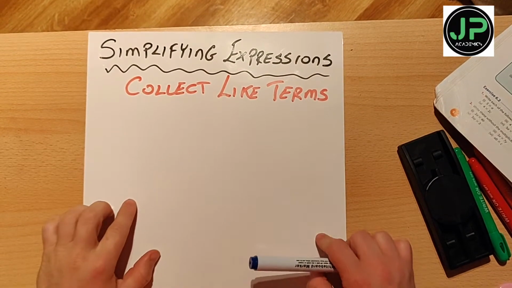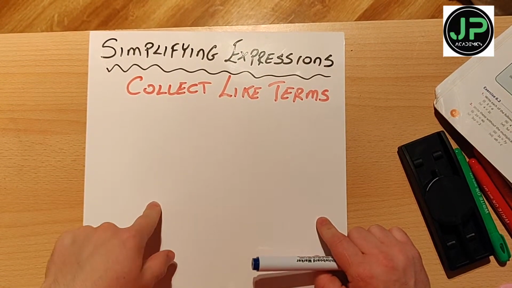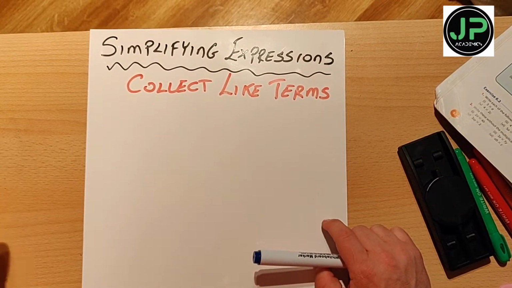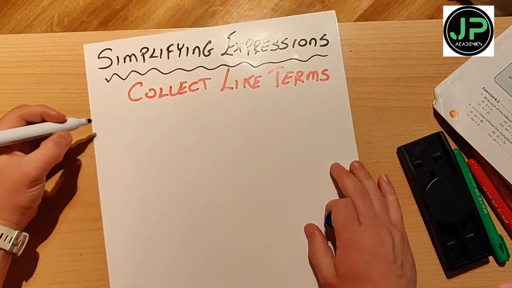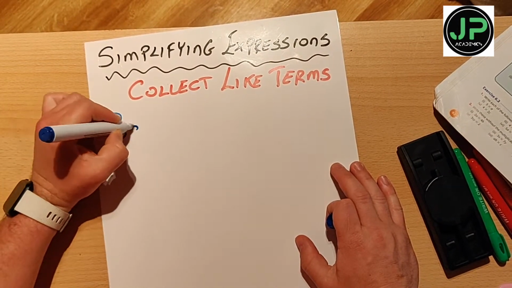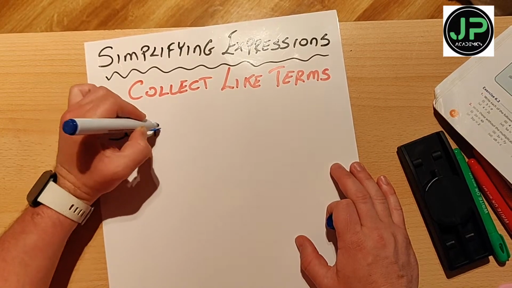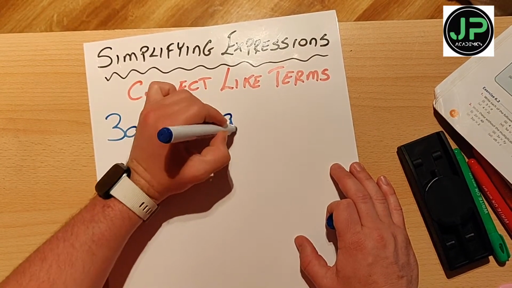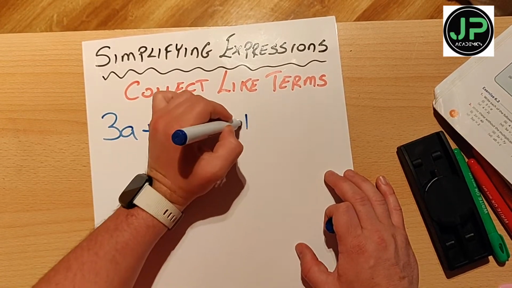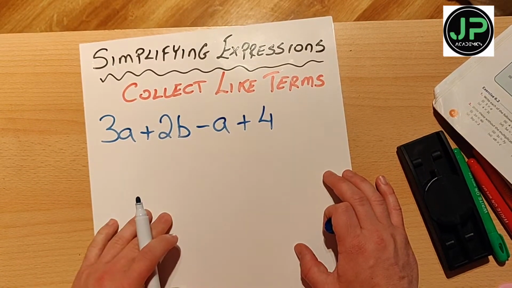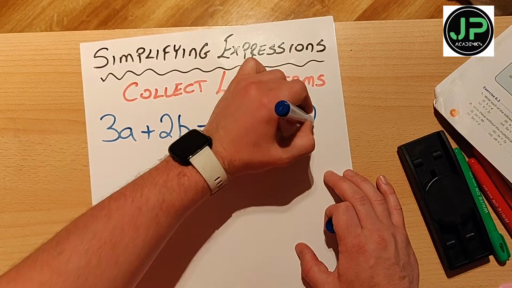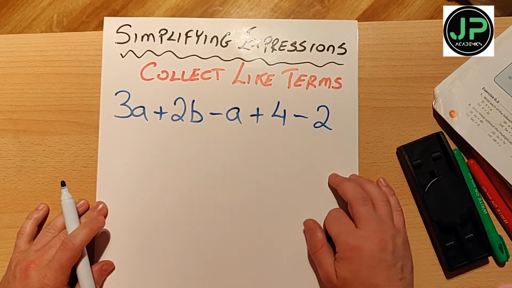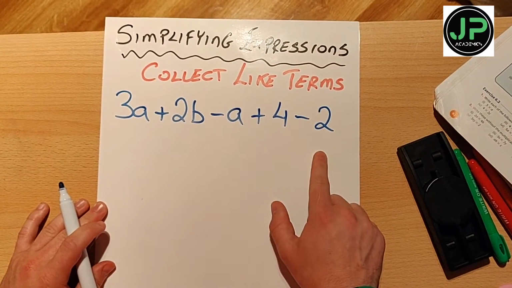Now, what if we take an example where we have letters and numbers, or variables and constants as we like to call them, as follows. So we'll say 3a plus 2b minus a plus 4 minus 2. Now, what is going to happen here?